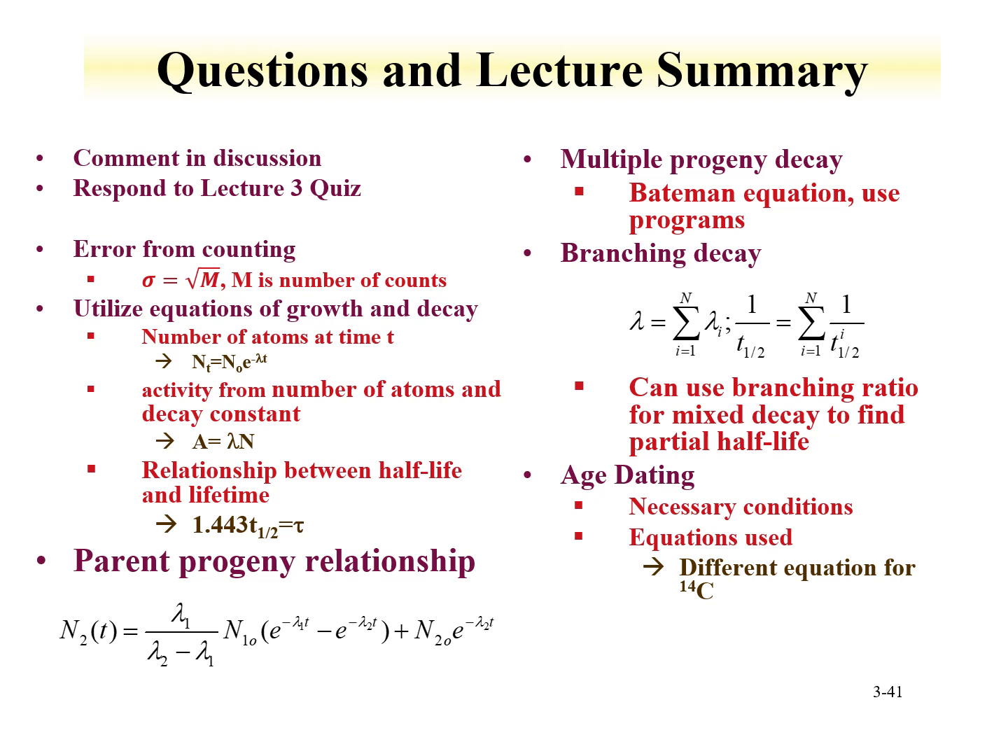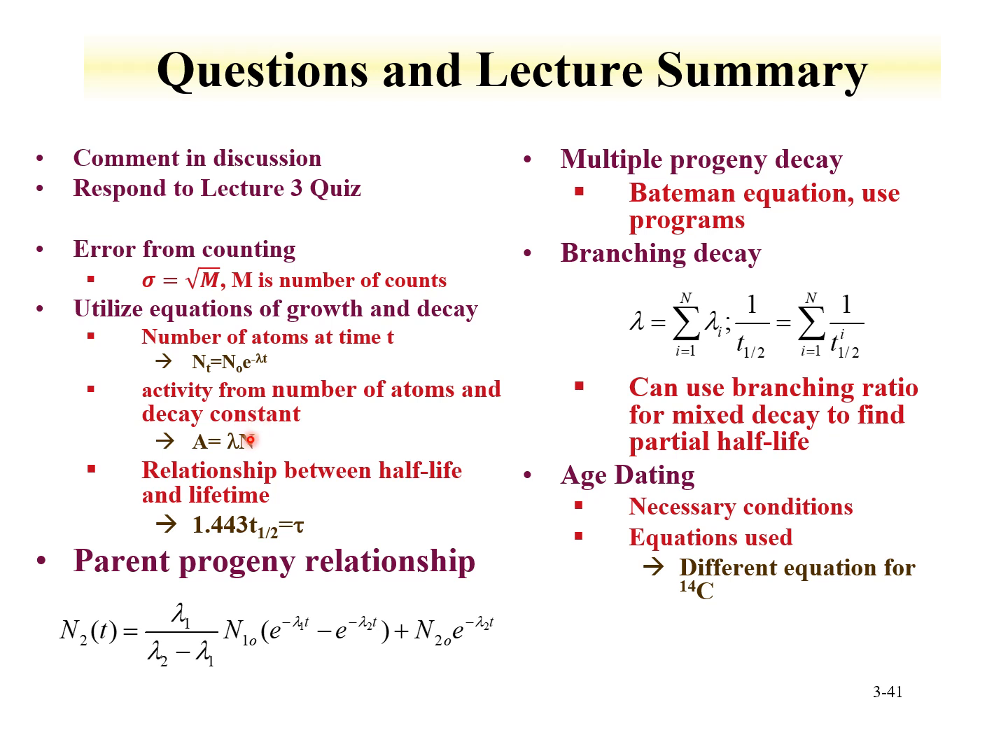The lecture summary, those terms and concepts that you should focus on from the lecture, are shown here. The error in counting is an important term that was discussed, and it's simply the square root of the number of counts. This dictates conditions when one does work with radioactive material. There were a number of examples of utilization of equations of growth and decay. Examples include determining the number of atoms at time t from an initial amount of atoms using this equation, and the activity from the number of atoms and the decay constant.